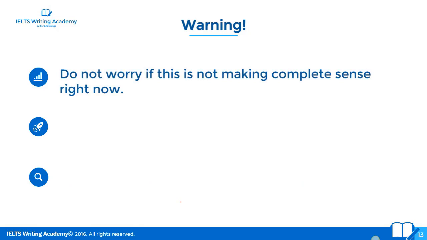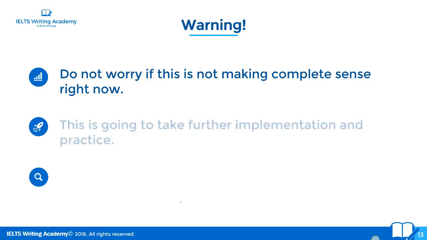Warning, do not worry if this is not making complete sense right now, okay? When I've done this class in the past, a lot of students, when they get to this point, are thinking, oh, I don't know what an example is, I don't know how to explain things, I don't know this, I don't know that, it's getting very complicated. It is supposed to be complicated. If it wasn't complicated, then it wouldn't really be worth learning it, all right? If it's not making complete sense, don't worry.